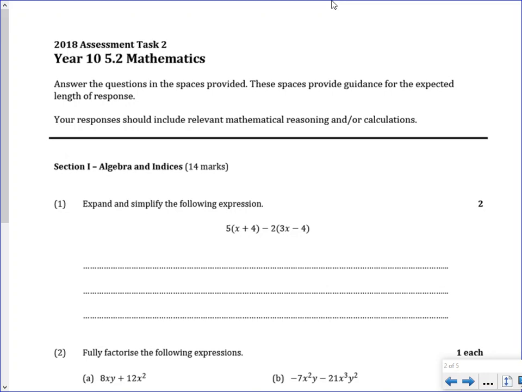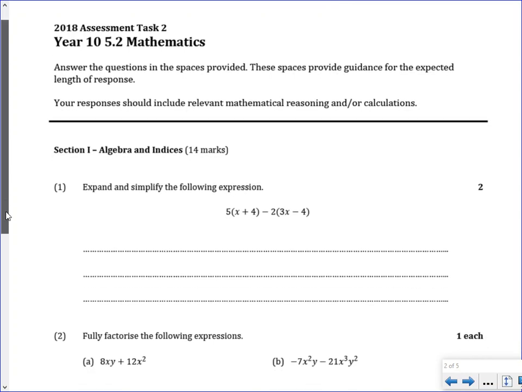Okay, this is a video of the solutions for the 2018 Assessment Task 2 for the Year 10 5.2 class. It was on Algebra, Indices and Probability, split into two sections, so 14 marks on Algebra and Indices, and then 14 marks on Probability.